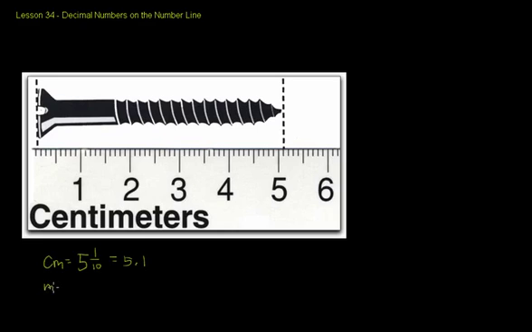Now, how many millimeters is this? Well, we know that each centimeter is how many millimeters? 10. So this is 10 millimeters, 20, 30, 40, 50, 51 millimeters. So notice what we did. When we went from centimeters to millimeters, we just multiplied by 10, so we just moved the decimal one spot. Not very difficult.